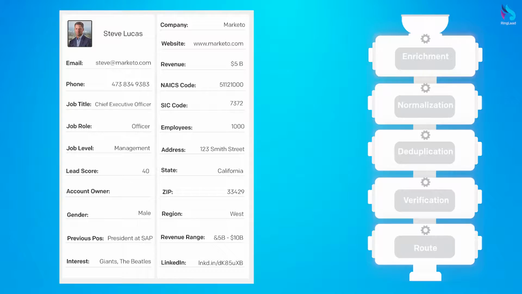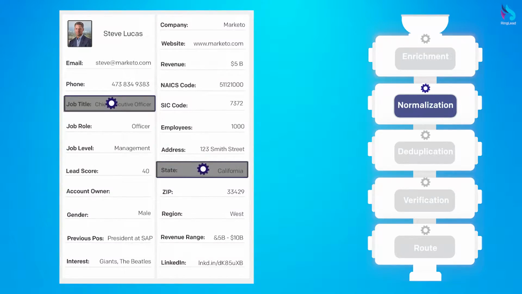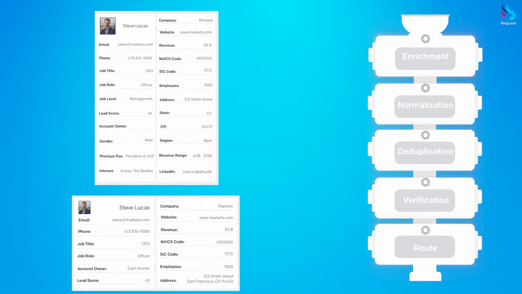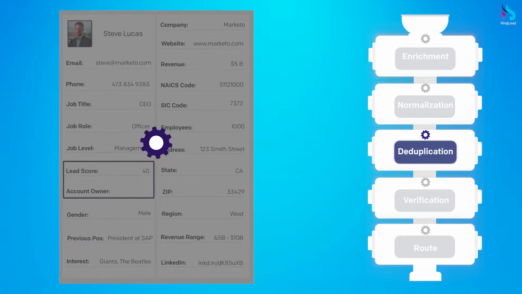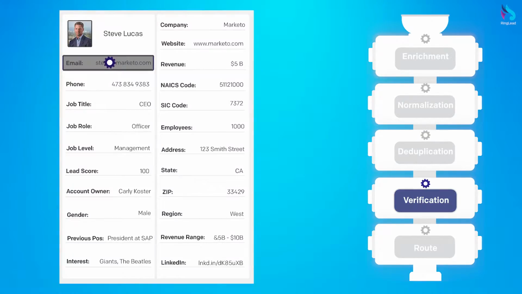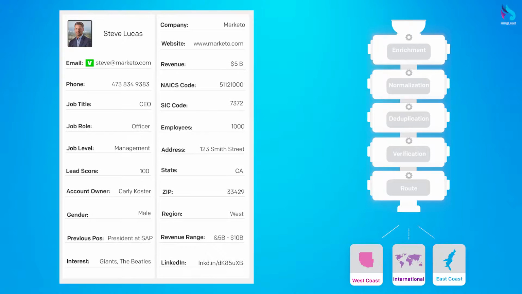Then, RingLead standardizes all of the fields to a standard format, meaning our routing rules are dependent on the state field being written out as a 2-character ISO code, which means that leads that are filled out as California instead of CA literally cannot be routed. Then, RingLead will find and merge the lead with any existing duplicates and link it to an existing account if there is one. And then, RingLead will validate the email address to ensure that not only is the email address formatted correctly, but that an email can be delivered to its mailbox.